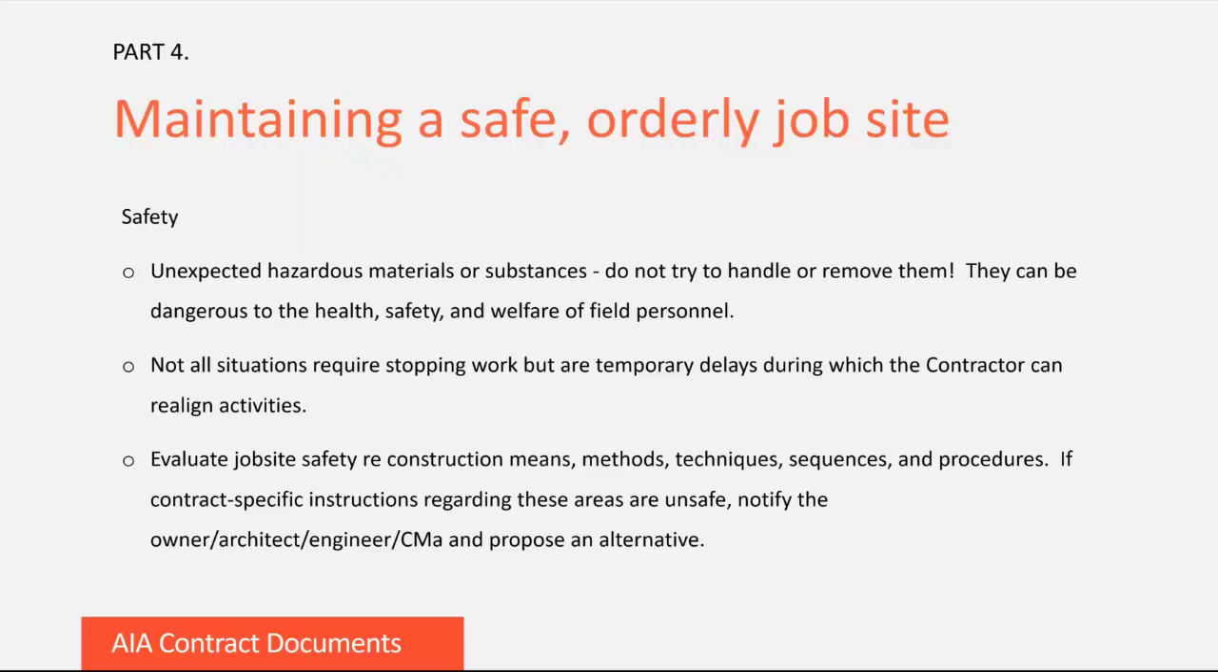So usually small setbacks like this can be absorbed easily as the contractor can address other non-critical work during the interim. Lastly, evaluate job site safety relative to construction means, methods, techniques, sequences, and procedures. If you determine that contract-specific instructions regarding these areas are unsafe, definitely notify the owner, architect, engineer, or CMA and propose an alternative.